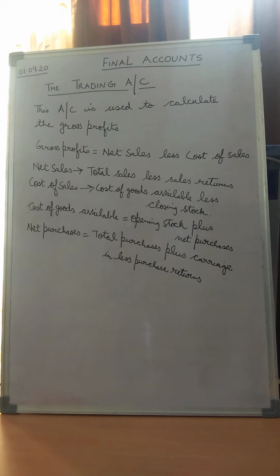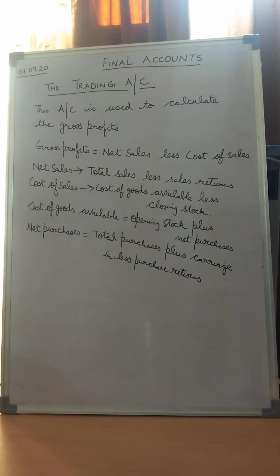Where, children, net sales, I have mentioned over here, is referred to as total sales less the sales return. The other name of sales return is also called returns inward. Cost of sales is equal to cost of goods available less closing stock. Cost of goods available is equal to opening stock plus net purchases.